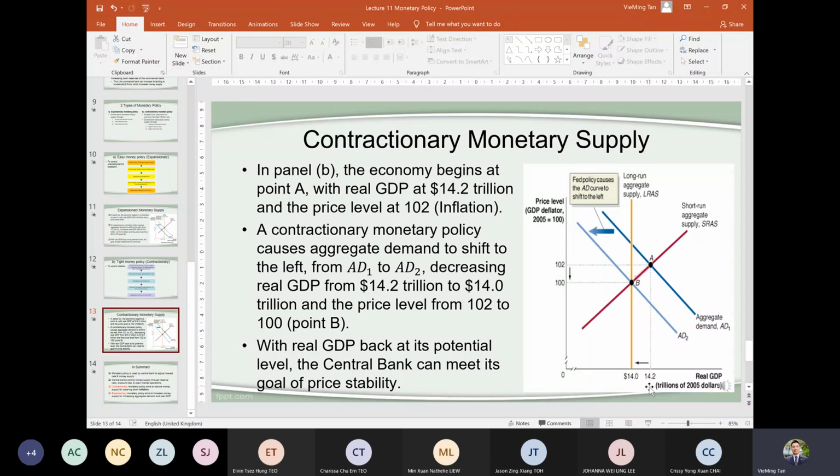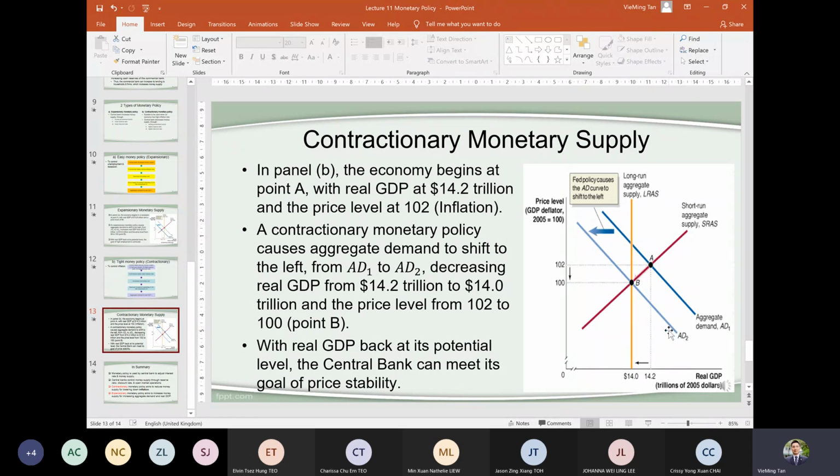Okay, so assume that now the central bank is applying a contractionary monetary policy, that means the money supply is now lower. This will increase the cost of borrowing. Once the cost of borrowing increases, this will discourage C and I. If this happens, this will reduce the aggregate demand in the economy. Then the aggregate demand will shift to the left, from AD1 to AD2, which is this line now.